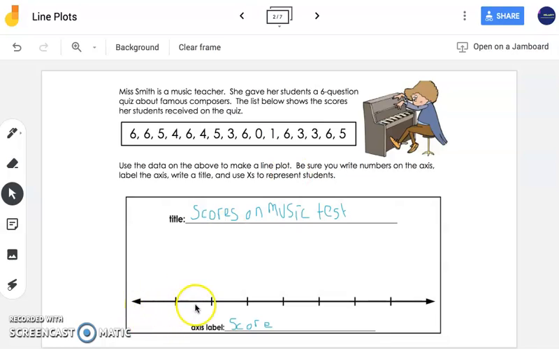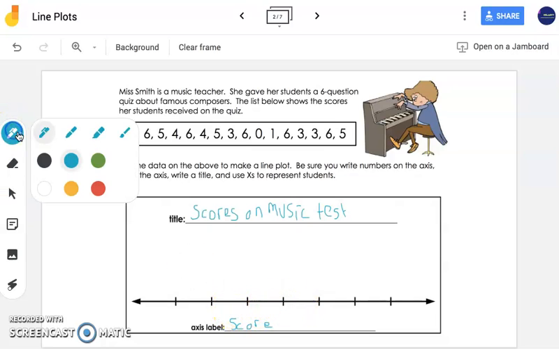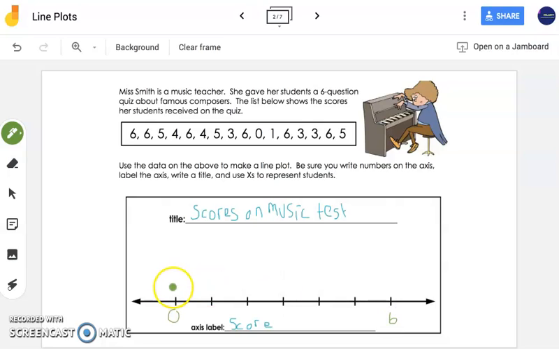Now here's my axis here. My goal first is to label the axis. Now I actually did label this axis already as the score, and here the data given to us is the student score. So notice my lowest data point is 0 and my highest data point is 6. And now what I'm going to do is fill in those missing gaps, and I'm going to count by 1.